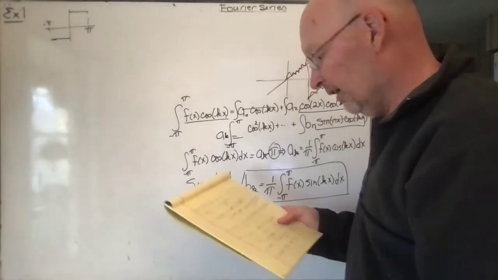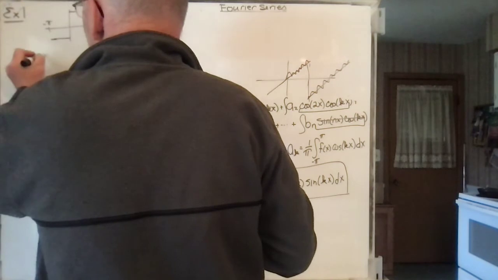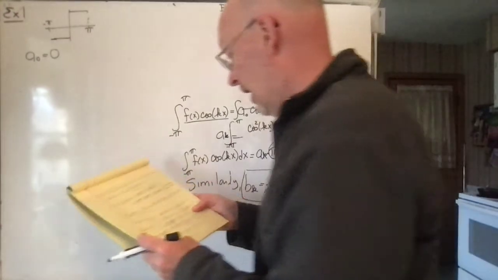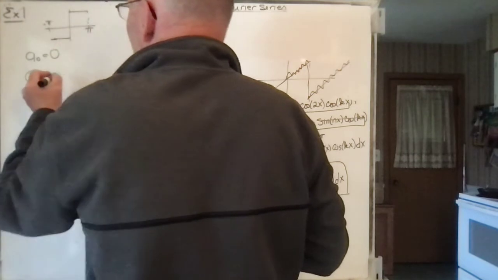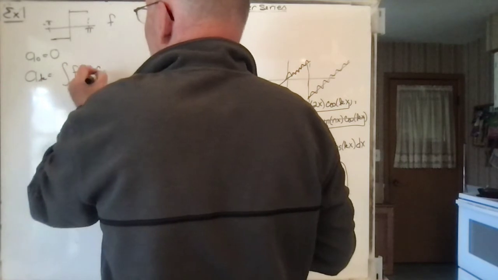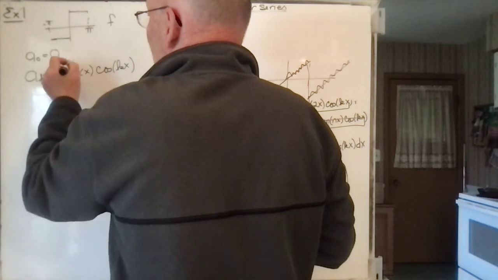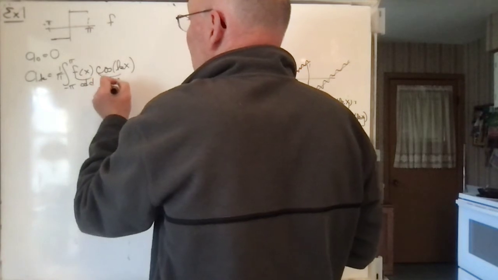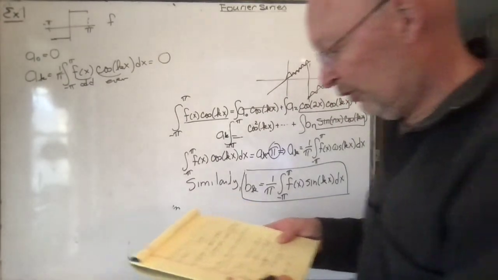And I'll just give you some of the details here. First of all, you check out that a naught is going to be 0, because this is an odd function again. And a sub k is also going to always be 0, because this function, notice, is odd. So this is the function f. If you integrate f of x times the cosine of anything, this one's odd, this one's even. That's going to give you 0 by the time you're done. So that one goes away.